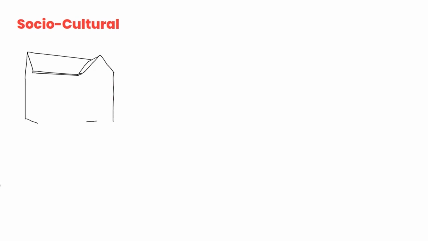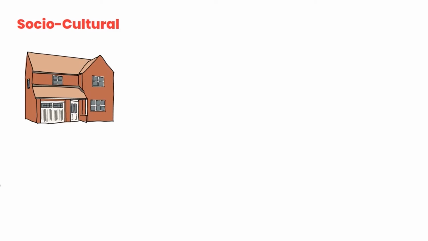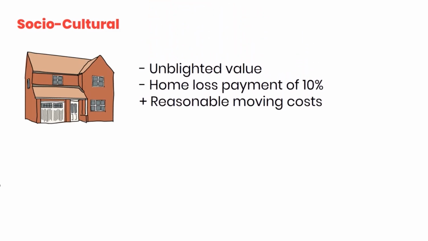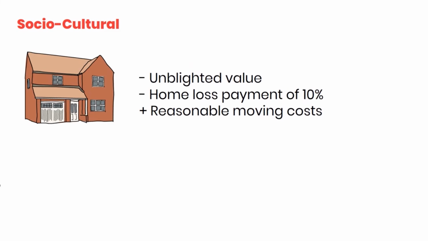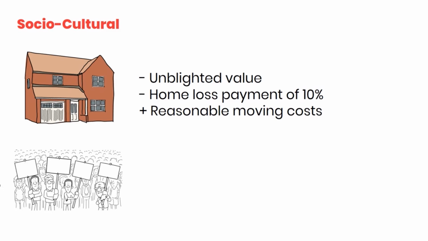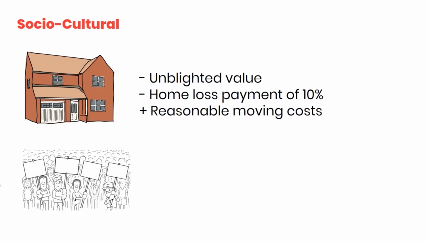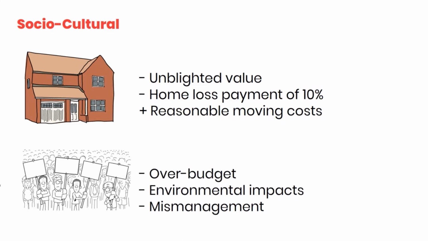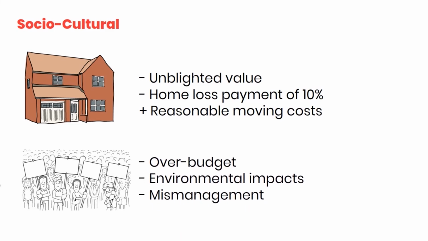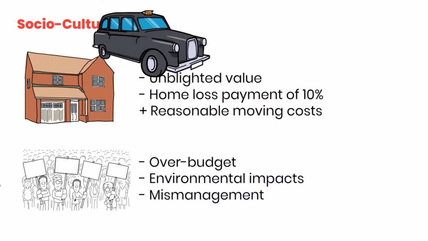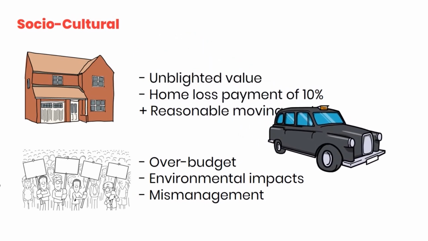Under Sociocultural, the following was found. Homeowners who must make way for HS2 have been promised the unblighted value of their house and a home loss payment of 10% of the value of their home, up to £53,000, and reasonable moving costs. There is increasing public discontent due to being over budget, high environmental impacts, and mismanagement. There is also real public perception that the real beneficiaries are London businesses instead of the northern powerhouse cities.